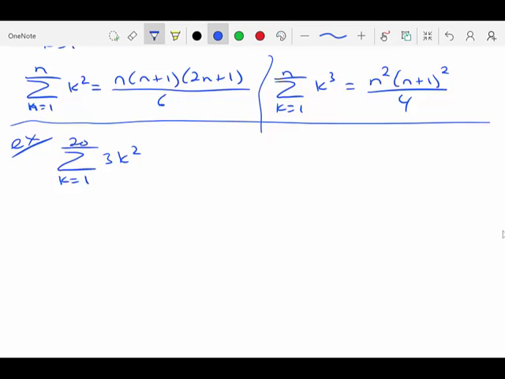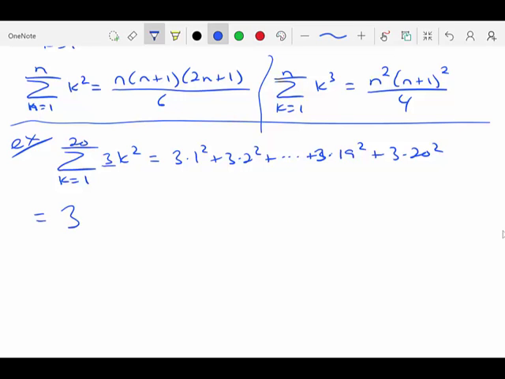So that would be 20 terms, and if I just wrote out a couple of them, that would be 3 times 1 squared plus 3 times 2 squared, and then there'd be a whole bunch of them. The second to last one would be 3 times 19 squared plus 3 times 20 squared. So again, that's not a difficult thing, but it would take a little bit of work for us to figure that out.